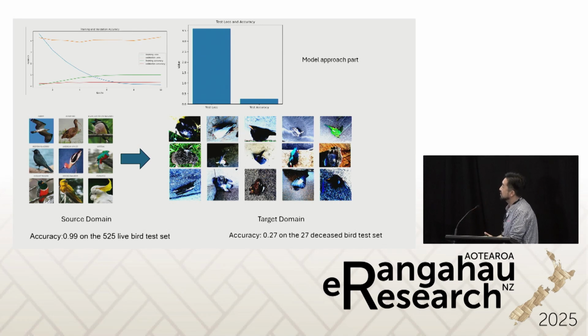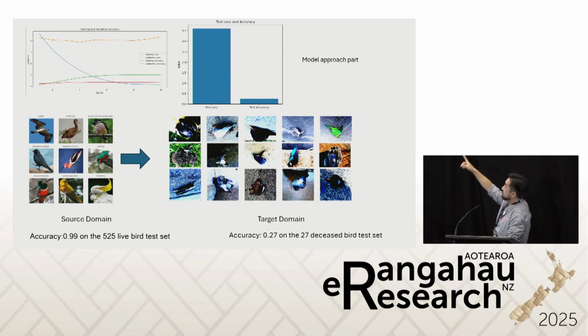Now we move to the model approach part. In this slide, I'd like to show you why the pre-trained models don't work. As you may be aware, there are hundreds or maybe thousands of computer vision models out there already, so we could just use them, right? We tested many different architectures of computer vision models, and we found that the models don't work well with the dead bird species dataset.